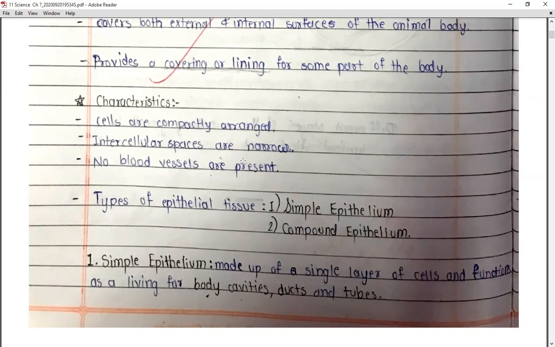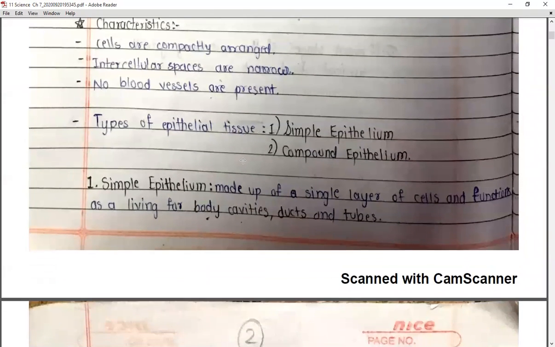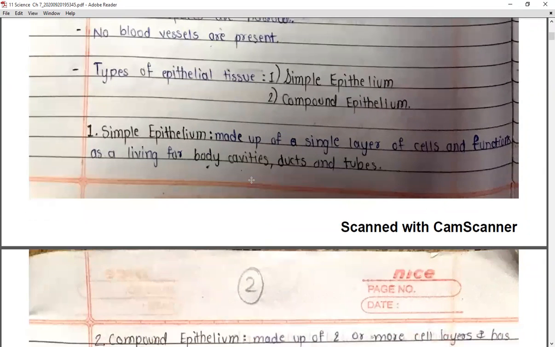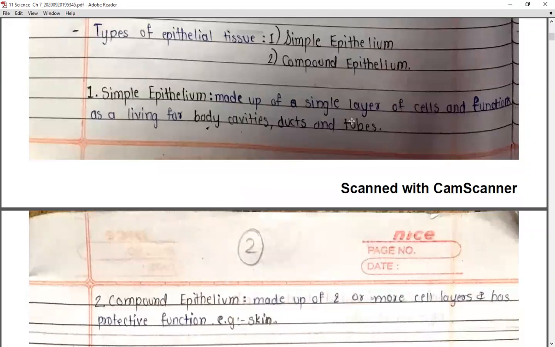Now there are two types of epithelial tissue: simple epithelium and compound epithelium, right? So the first type is the simple epithelium, second is compound epithelium. First we will see about the simple epithelium. This simple epithelium is made up of a single layer of cells and functions as a lining for body cavities, ducts and tubes. Now simple epithelium is made up of only a single layer. That means a cell layer is present, and the layer is of only a single type. That means a single layer of cells is present and it functions in the body cavities, ducts and tubes.